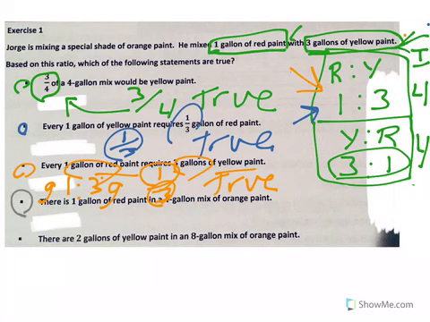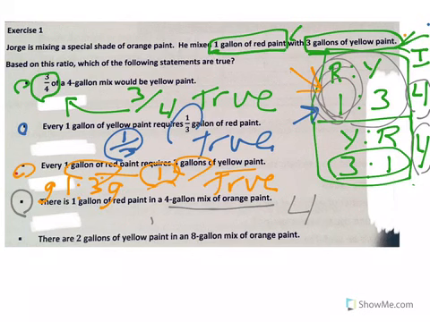All right, so let's pop into our next question. There's 1 gallon of red paint. Oh, helps to be able to read it, right? There's 1 gallon of red paint in a 4-gallon mix of orange paint. So the total is 4, right? 1 gallon out of the 4 is red. Well, over here we have red. If the total is 4, red would be one of those 4. So once again, we find that that is true.